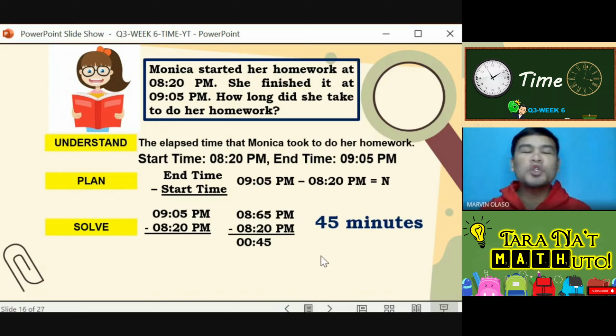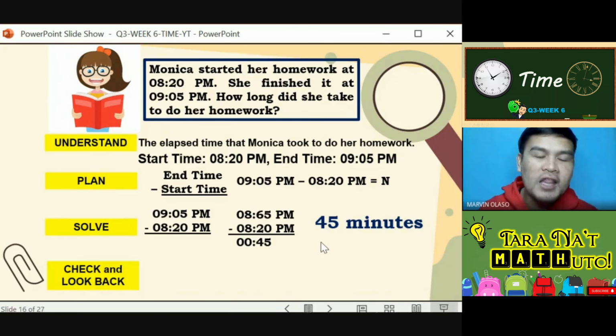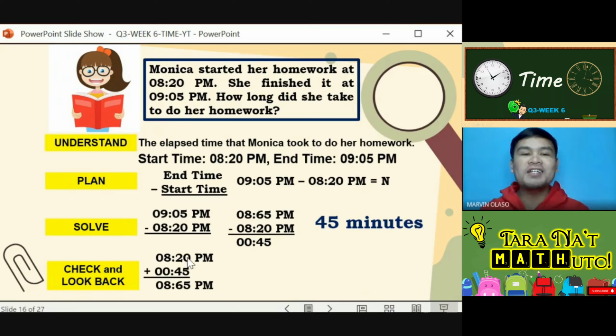Okay. Now, to complete the parts of solving problem, let's check and look back. Okay, paano ba natin? So, we can use addition, no? We can add the start time plus yung nakuha nating 45 minutes as the elapsed time. So, we have 8:20 plus 00:45. So, we have 8:65 p.m. So, wala naman tayong oras na 8:65, no? So, 65, sumobra na tayo sa isang oras.